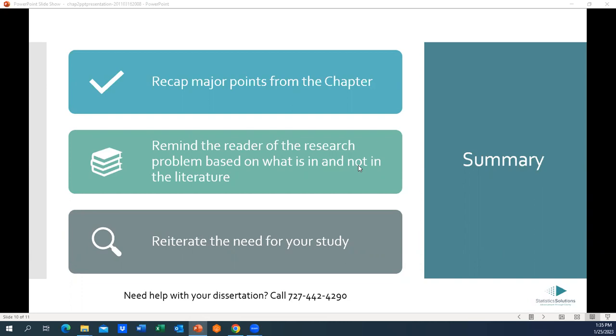Okay, so for the summary, like other summaries, recap major points from the chapter. It's always good to remind the reader of the research problems based on what was in and what was not in the literature, right? Because it's part of what you're doing a literature review for, to show what's out there, but also what hasn't been covered, and hence why your study is needed. Right, and reiterate the need for your study.